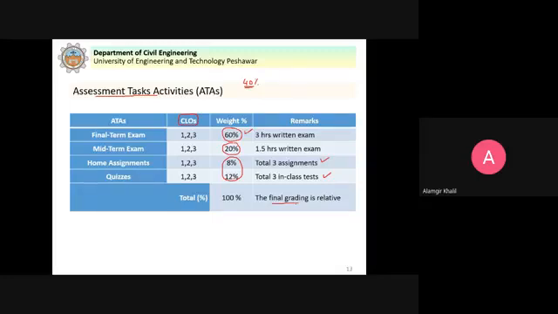So we normalize your marks, but here there is no normalization. This is absolute. So you have to make sure that you perform well on each of the CLOs, the minimum pass percentage being 40%.